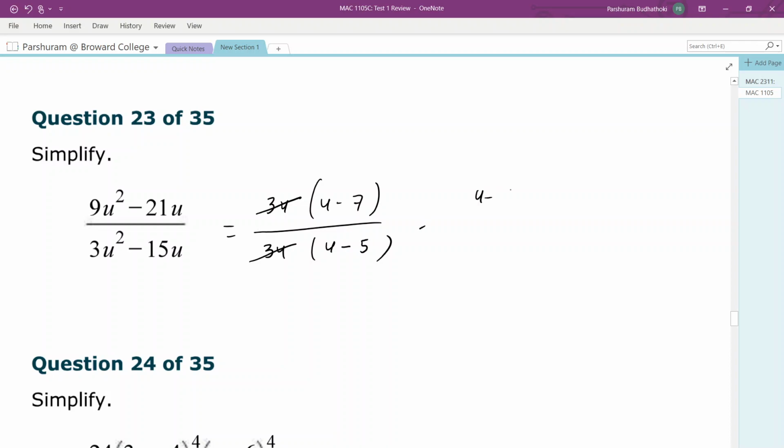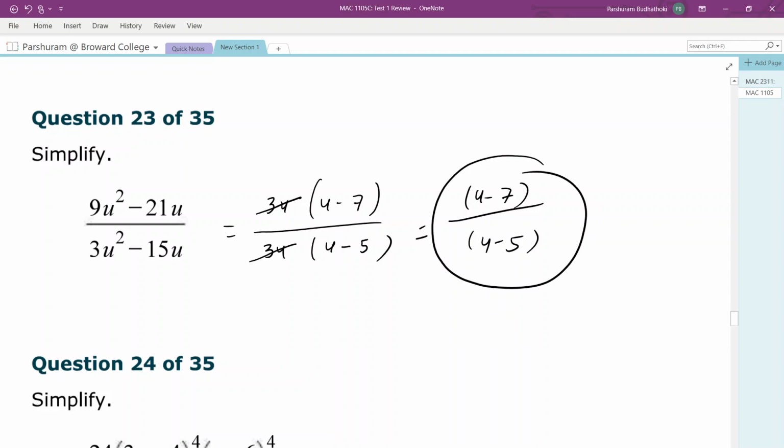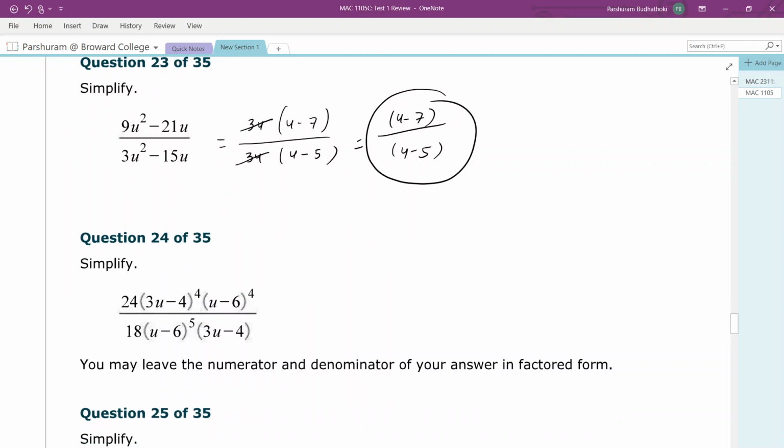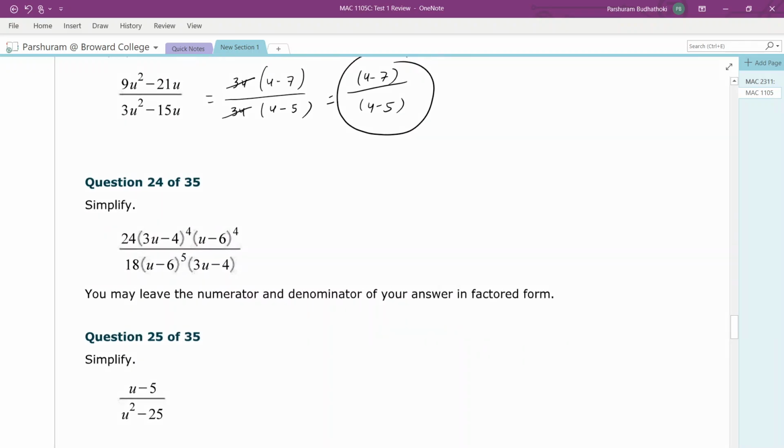So after canceling the common factor, the leftover would be u minus 7 on the top and u minus 5 on the bottom. That's the most simplified form. Now for 24, we already have some common factor here. On the top there is a 3u minus 4, and there is a 3u minus 4, so we can cancel out one of these, and the leftover will be 3 here. Here u minus 6, 4 of them on the top and 5 of them on the bottom, so we can cancel the 4 of them.